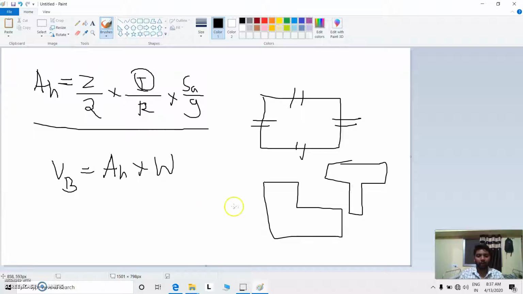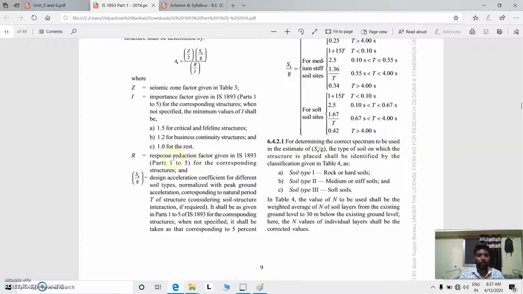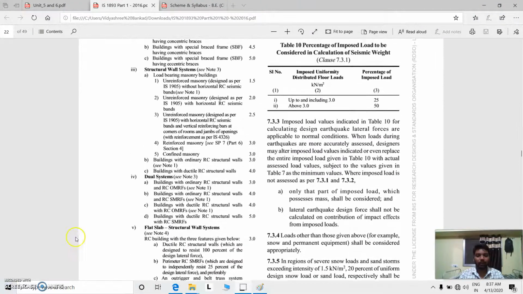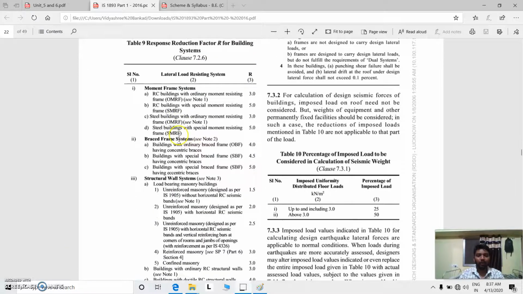Now let us know what is R. R is the response reduction factor given in IS 1893 parts 1 to 5 for the corresponding structures. Here in page number 20 we have R values, that is, R is nothing but the response reduction factor for building systems. Again, before calculating, we have to know in which type of frame system we are going to provide in a particular structure.